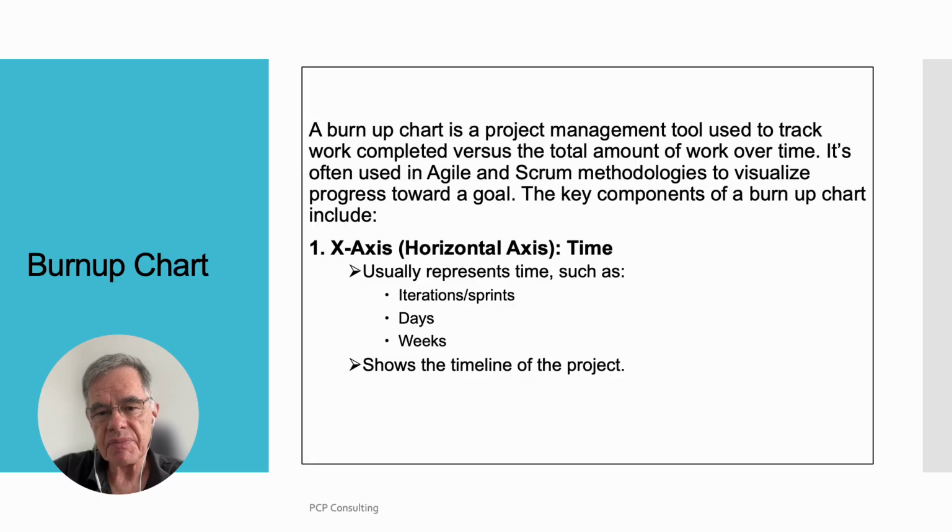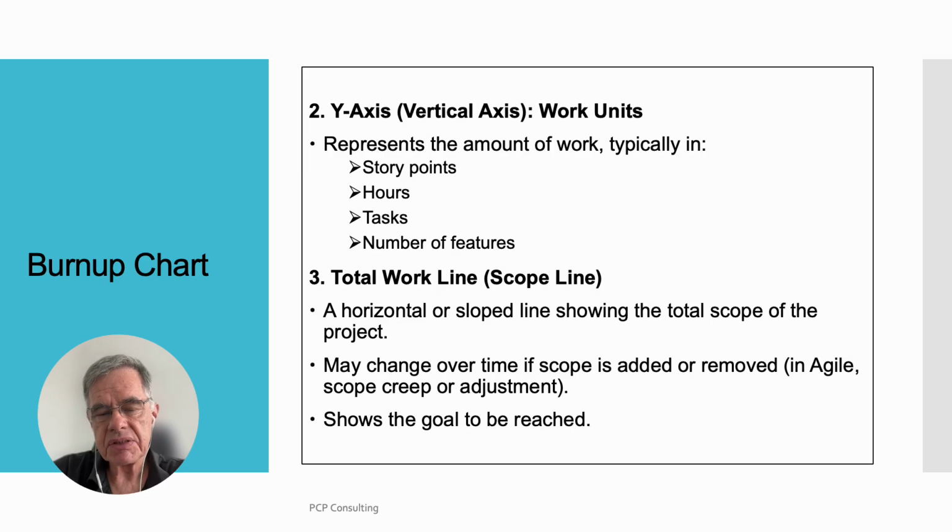The key components of a burn-up chart include the x-axis, the horizontal axis, which is time. It usually represents time such as iterations, sprints, days, weeks, and shows the timeline of the project. Y-axis, vertical axis. Work units. Represents the amount of work, typically in story points, hours, tasks, or number of features. Total work line or scope line. A horizontal or sloped line showing the total scope of the project. May change over time if scope is added or removed. In Agile, scope creep or adjustment. Shows the goal to be reached.